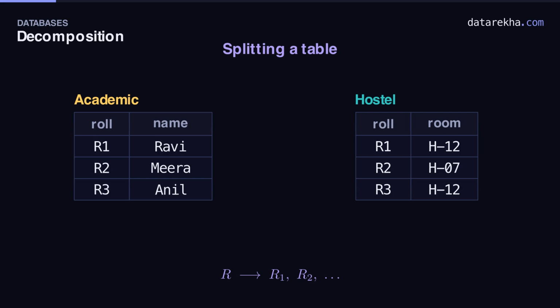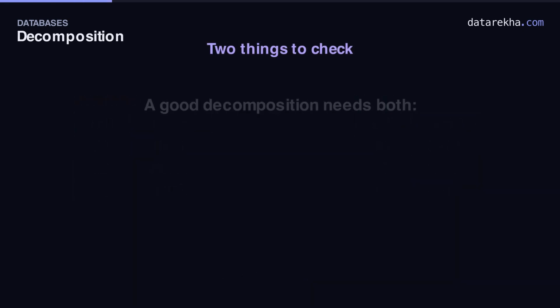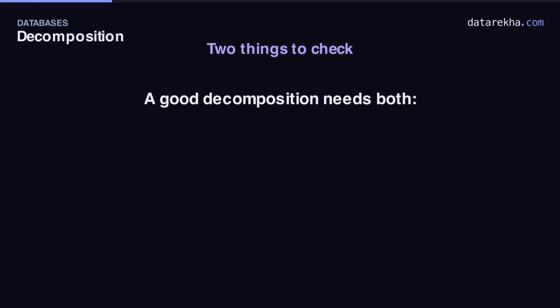Simple enough, but do it carelessly, and you can quietly corrupt your data. So a good decomposition must pass two tests. After you split, two separate questions decide whether the decomposition is any good. They sound similar, but they are completely independent. A split can pass one and fail the other.